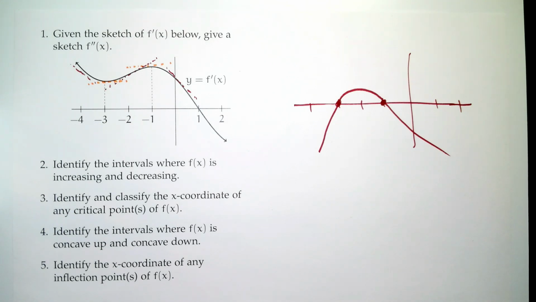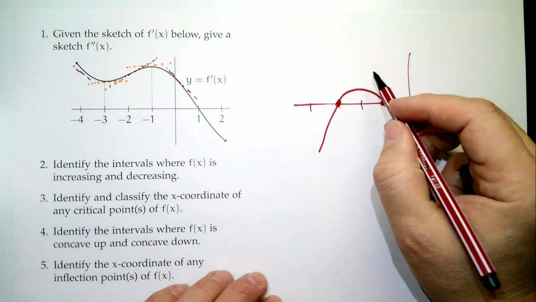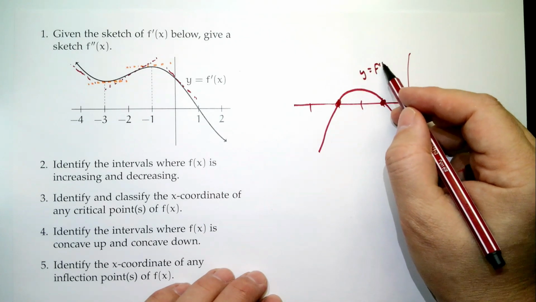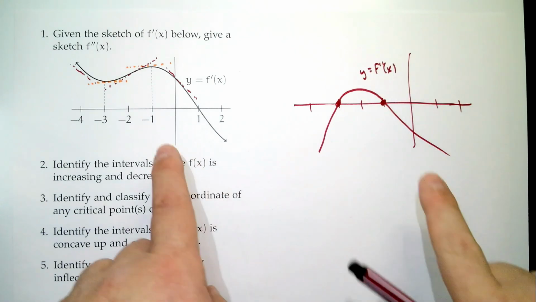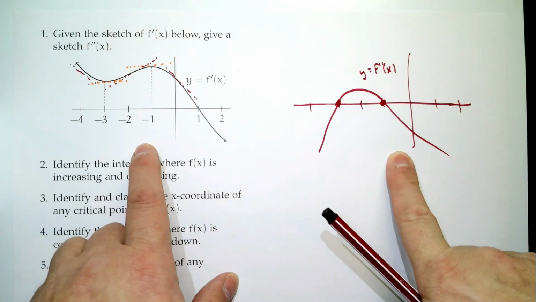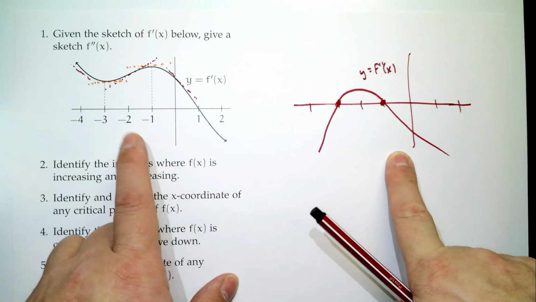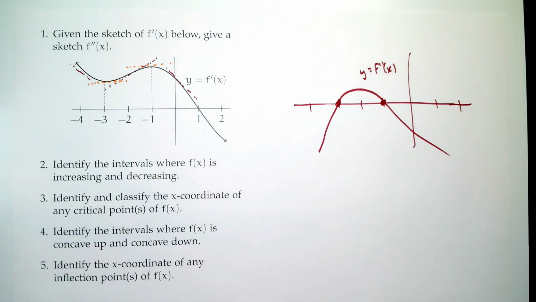So that was part 1. Now, let's identify the intervals where f of x is increasing and decreasing. If I want to understand increasing and decreasing, do I look at f prime or do I look at f double prime? I'll write f double prime for reference. Which one tells me about increasing or decreasing? F prime does. So f prime talks about whether the function is increasing or decreasing.